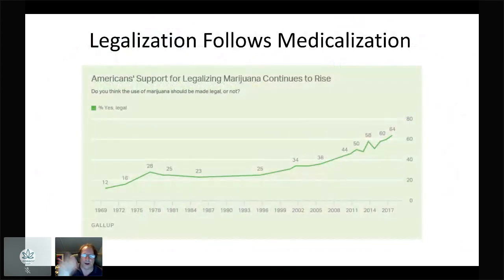This is just a chart of American voters' attitudes towards the legalization of marijuana. Over about a 50-year period, it basically shows things are flat for roughly 20 years, and then they start going up again in 1996, and that's when California and Arizona started medical marijuana. So legalization follows medicalization, and that's one of the reasons why we have this medicalization strategy. Next.